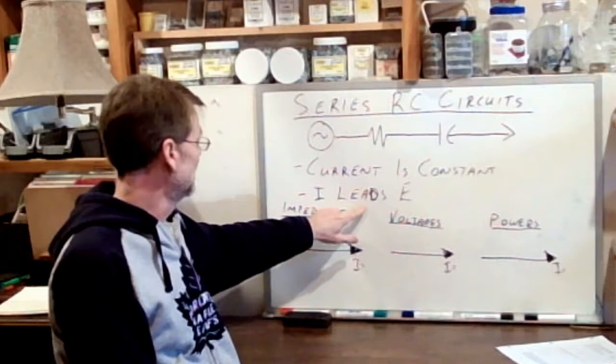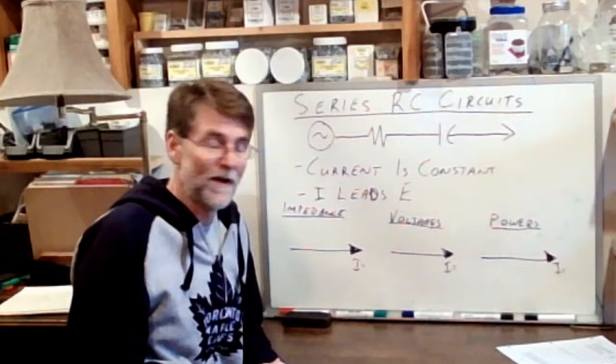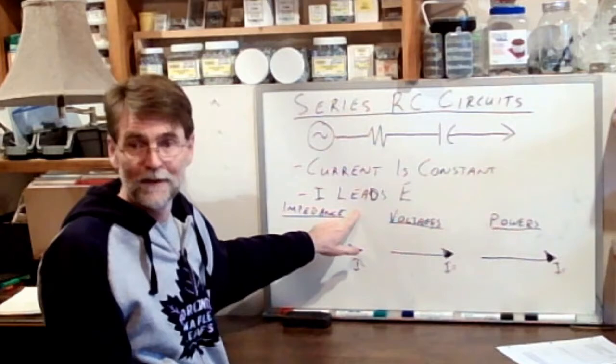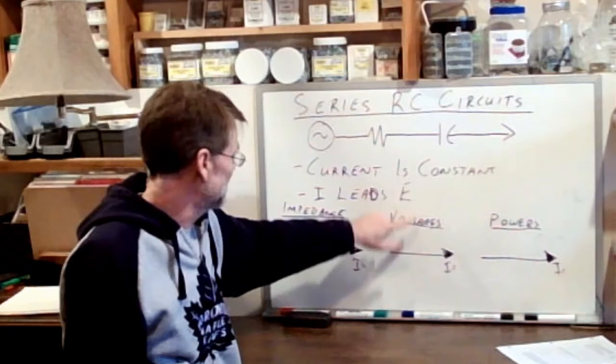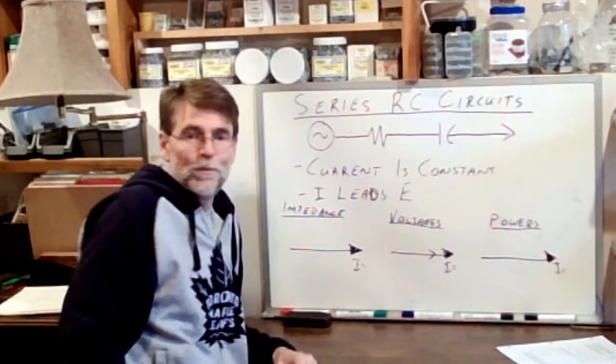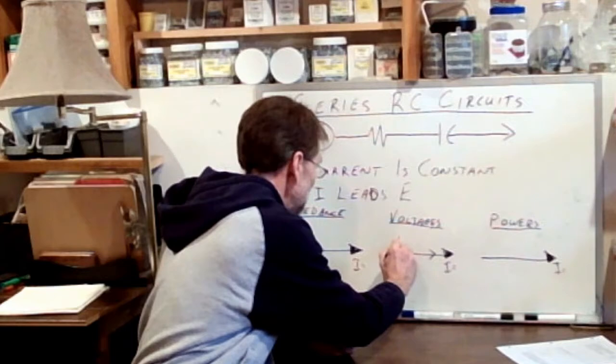If the current is leading the voltage, that's going to help us build our triangles. Before we jump into that, let's start at the resistor. Is there any leading or lagging taking place here? At the resistor, it's in phase. So let's look at our voltages specifically. We will have a voltage vector which will be in phase with the current, and that will be the voltage drop at the resistor. So we'll call this E subscript R.